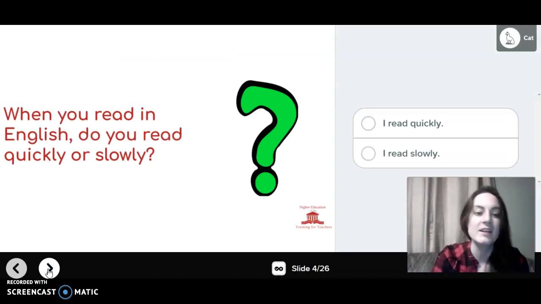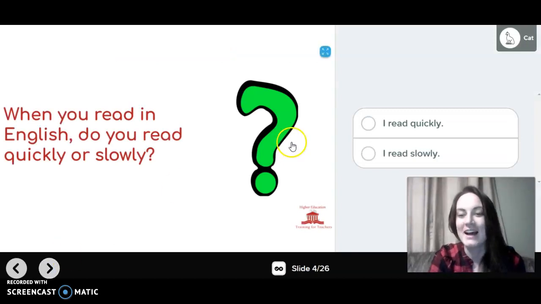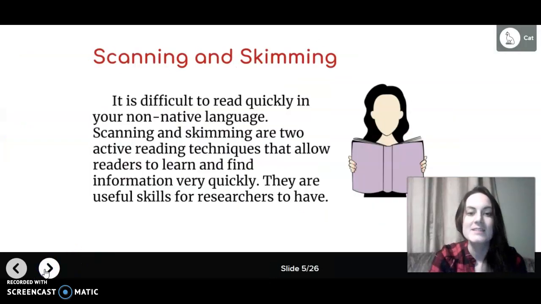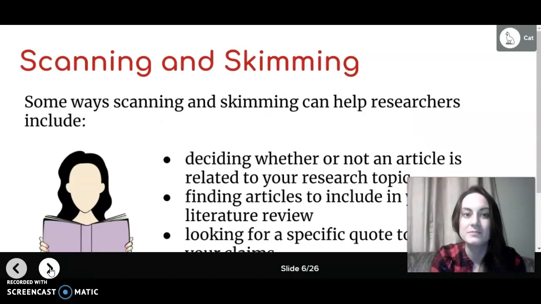Okay. When you read in English, do you read quickly or slowly? I read quite quickly. Scanning and skimming. It is difficult to read quickly in your non-native language. Scanning and skimming are two active reading techniques that allow readers to learn and find information very quickly. They are useful skills for researchers to have.